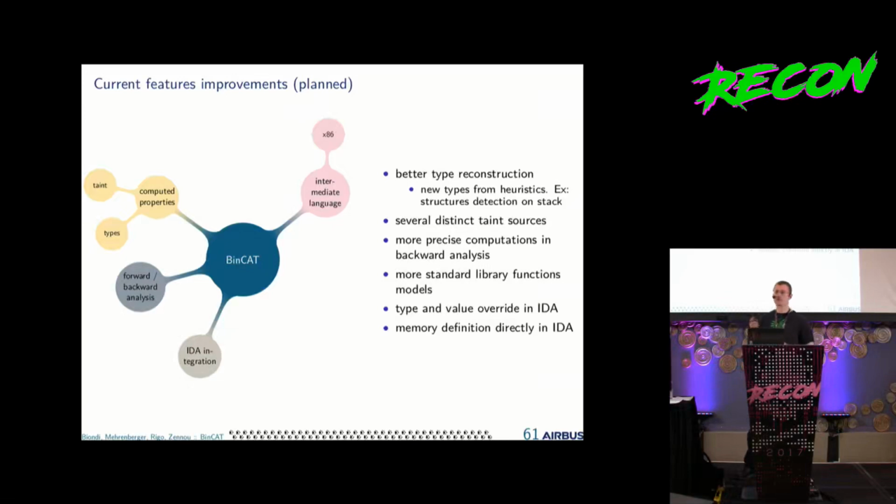So for example, the configuration that I copy-pasted for ArcCRV, we want to add a way for the user to directly define the memory into IDA by clicking, for example, on the arguments and say, hey, I want to define this argument in BinCAT. So that's the improvement that we want to make.